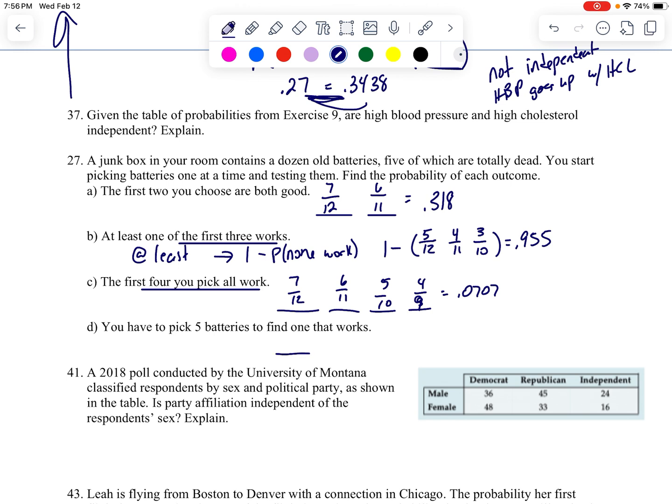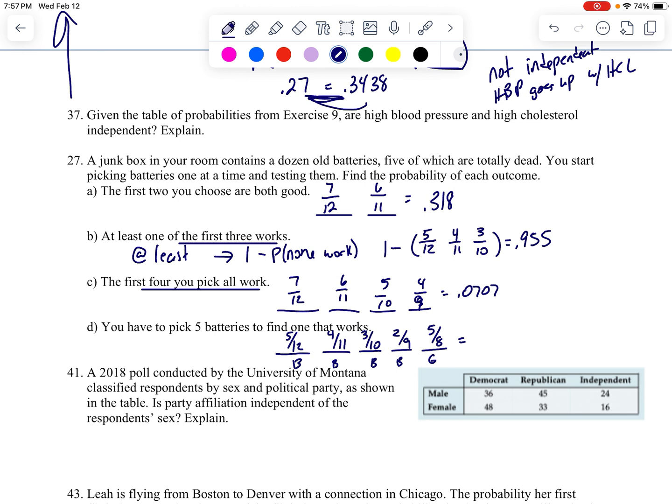And lastly, we have to pick 5 batteries before we find one that works. So that means it's going to be bad, bad, bad, bad, and then finally a good battery. We had to pick 5 to find one that works. So that means the first one was bad, so that's 5 out of 12. And the next one was bad, 4 out of 11. The next one was bad, 3 out of 10. And the next one was bad, 2 out of 9. But that last one, it was good, so it was 5 out of 8.